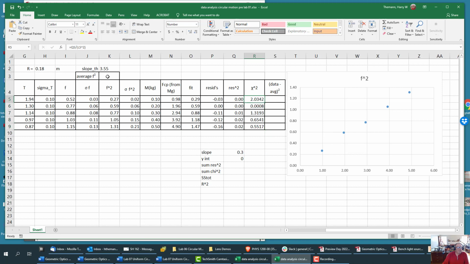And let's see, for the SS total, we need to get the average. So this equals the average of the data points.